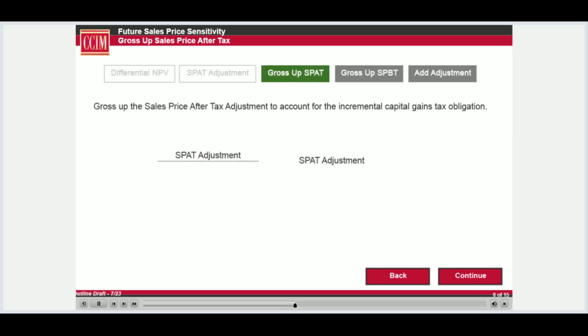Step 3. Now we have an adjustment to the sales proceeds to make the two alternatives equal. We need to gross up this amount to arrive at the adjustment to the sales price. There are two components between after-tax proceeds and a sales price: taxes and cost of sale. The incremental adjustment needs to be grossed up to first account for the incremental capital gains tax obligation. The formula for grossing up for tax is shown here. The result of gross up is that we are now left with sales proceeds before tax.